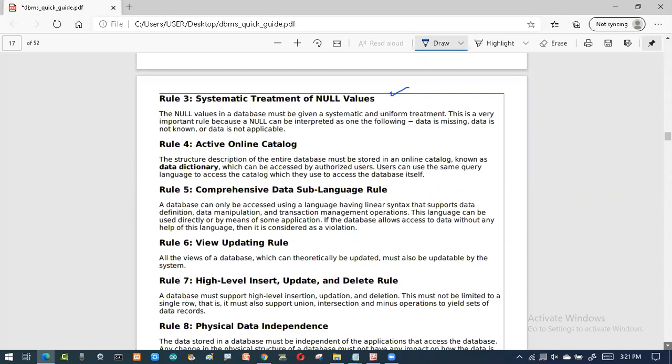So when I'm talking about the systematic treatment of null values, it says that if I have a table, and I have to store some value like 56 over here, you can store it. But right now you don't have this number, so you don't want to store it here. Later on you want to store it. In that case, you are saying either the data is missing, the data is not known, or it is not applicable.